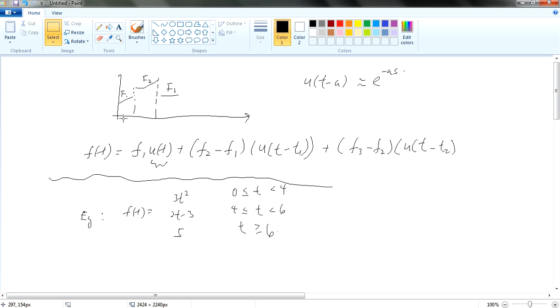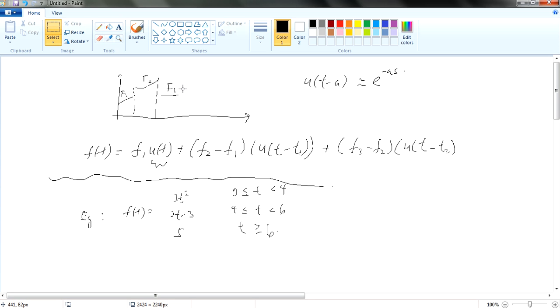Imagine we have a graph like this. A function 1, for example, starts at time 0. This is time, and y is whatever function. Then until a certain time, which we call t1, function 1 is being eliminated, and then f2, function 2, comes in. At this point function 2 is eliminated and function 3 comes in.